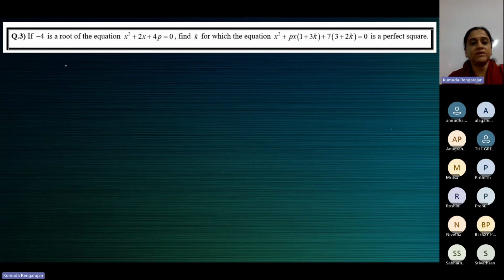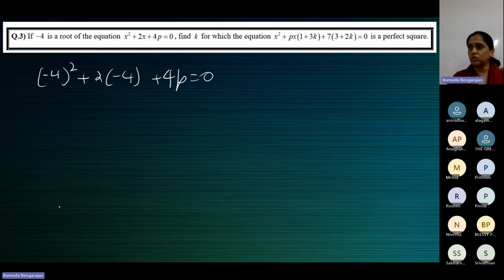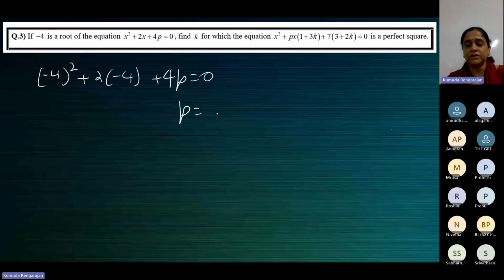So the first thing is minus 4 is the root of this equation. That means minus 4 the whole square plus 2 into minus 4 plus 4p is equal to 0, because a root will satisfy the equation. So wherever there is x, use minus 4, and you can work this and find the value of p. So that's the first step.